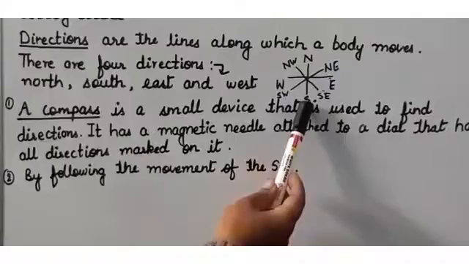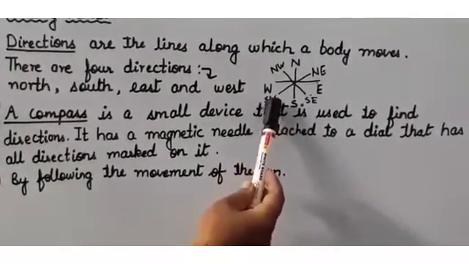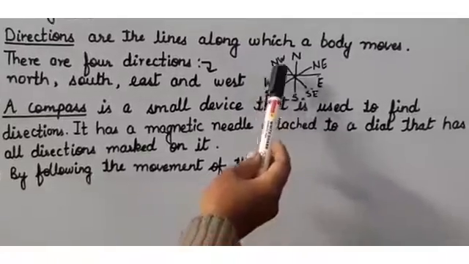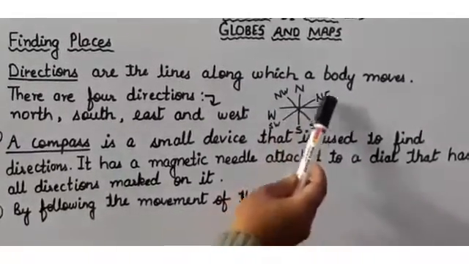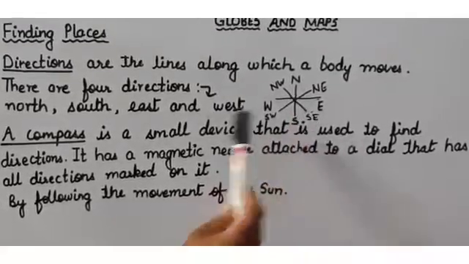Between east and south, there is south-east. This is southeast. Between south and west, this is southwest. And between west and north, this is northwest. So these are the subdirections. These are main directions and these are subdirections.